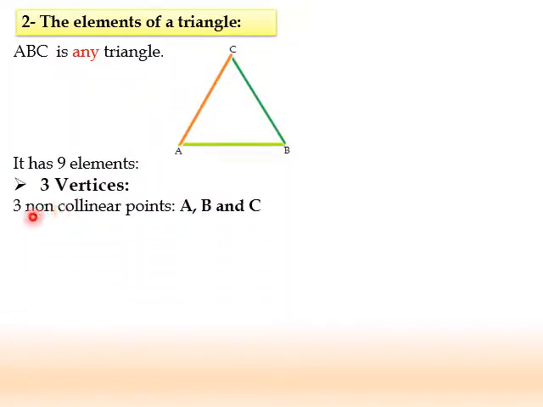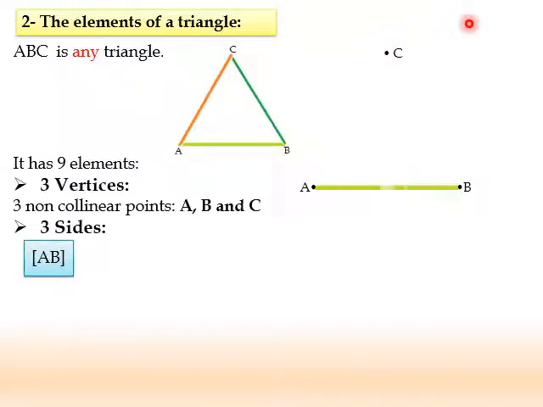These vertices are non-collinear. They don't belong to the same line. Okay? Two of them, here we have A and B, joined to a third point, C, which is non-collinear to them, and form a triangle. Here, point A, point B, point C. These are the vertices that will form the triangle.